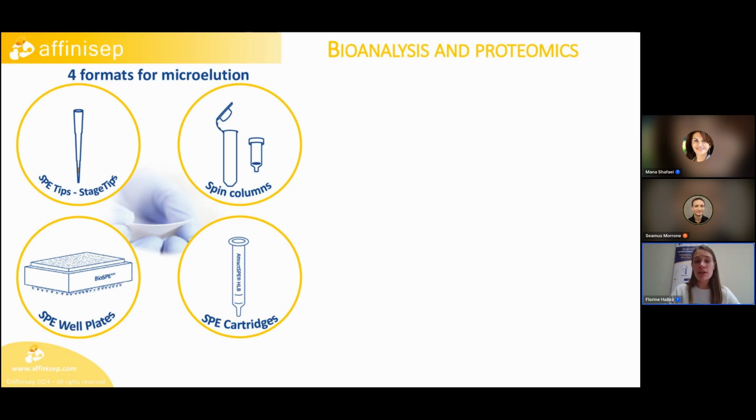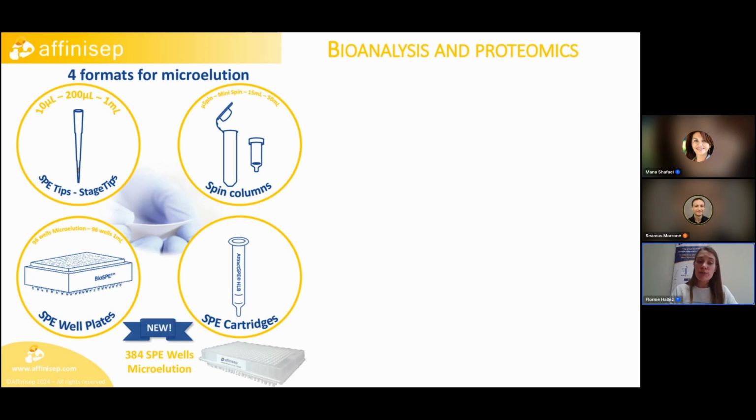For instance, regarding the SPE tips, we have 10 microliter, 200 microliter, and 1 milliliter tips. For the spin columns, we have 4 different sizes: micro and mini spin columns when you work with small volumes, and 15 or 50 milliliter spin columns when you work with higher volumes. For the SPE well plates, we have 2 types of 96 well plates. The microelution plate, for which the wells have the same shape as a stage tip, and the classical 1 milliliter plate.